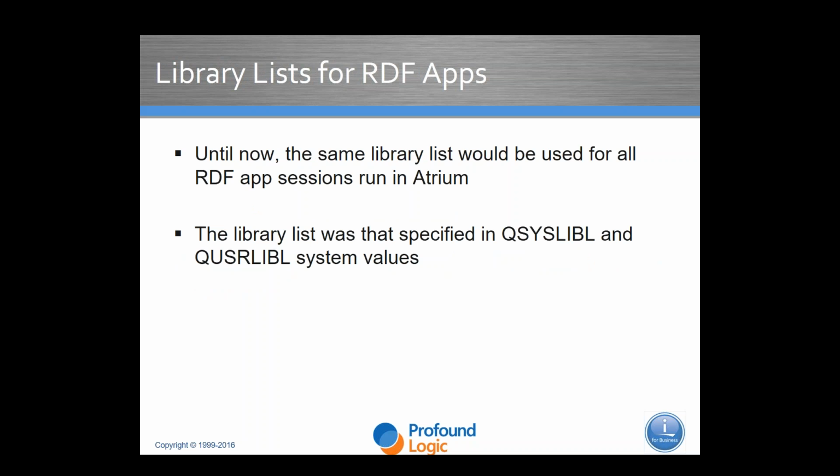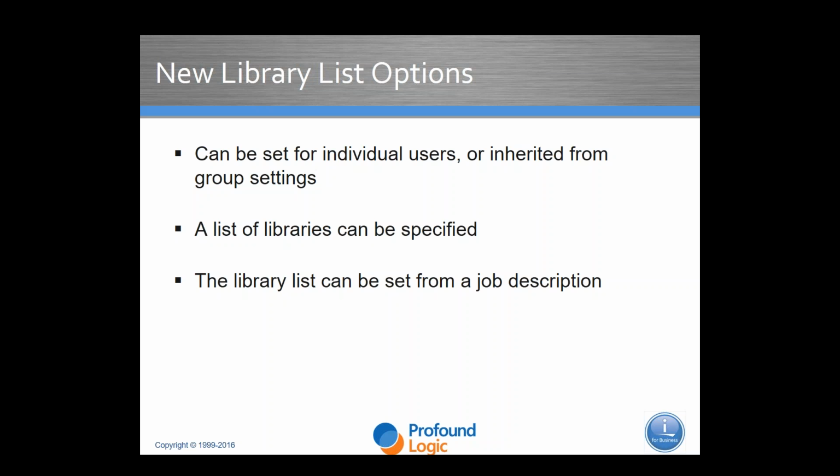The new options that we've added for setting the library list for rich display file applications are another feature that our customers have been asking us for. Until now, the problem has been that the same library list will be used for all rich display file application sessions that you run within Atrium. This library list comes from your system values, QSYSLIBL and QUSRLIBL, and there was no ability to pick up a different library list for a different user or a different group of users. So that's changed with the new settings that we've added.